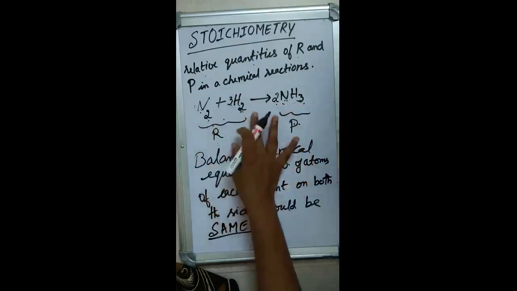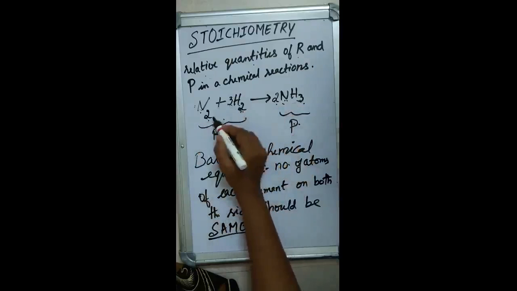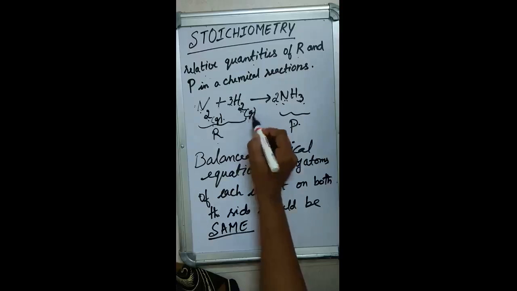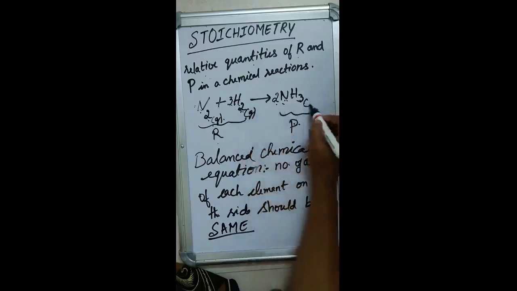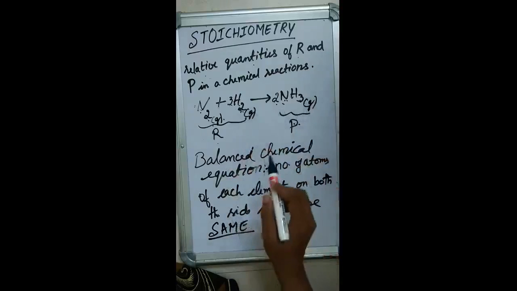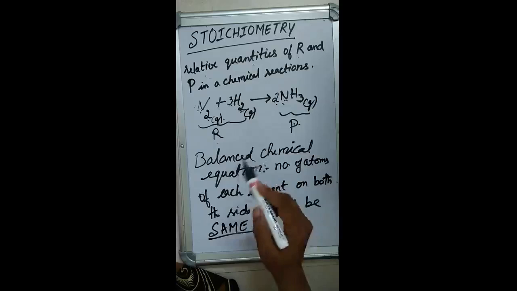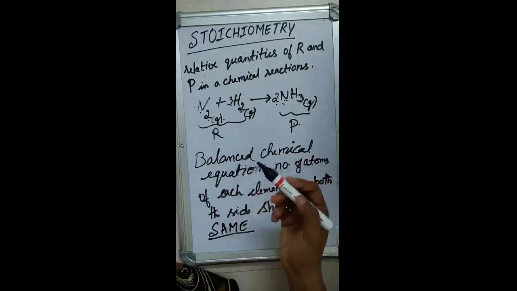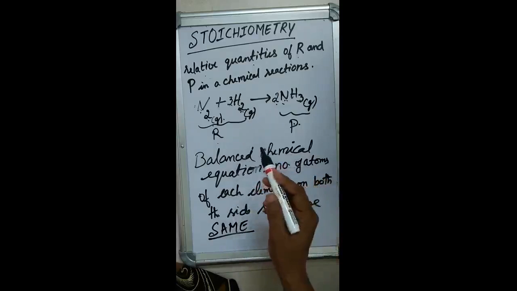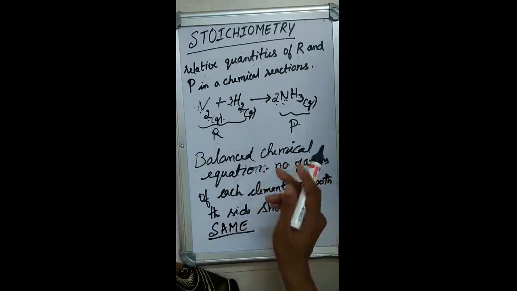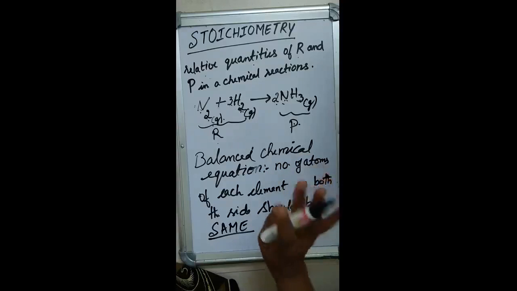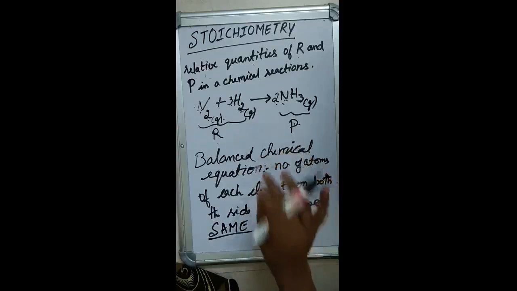Now nitrogen and hydrogen are always in the gaseous state, so inside the bracket I will write G. G means gaseous. Ammonia is also in a gaseous state. If it is in a solid state, I will write small letter s. If it is in a liquid state, either I can write L or I can write aqueous, aq. Okay, so this is about a balanced chemical equation.